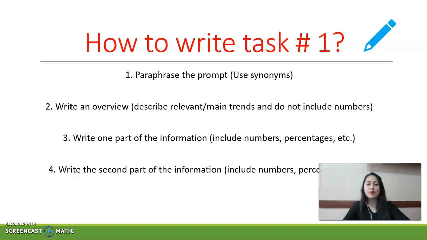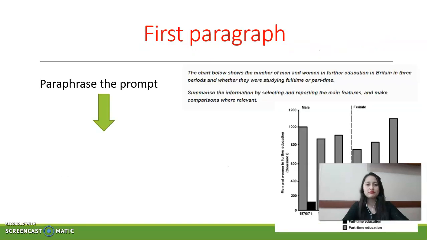After writing these 2 paragraphs, I want you to go over everything you wrote and make sure information is clear. Something important here, please do not write a conclusion. This task doesn't need a conclusion. So let me show you an example of how to do all these things I've just mentioned.